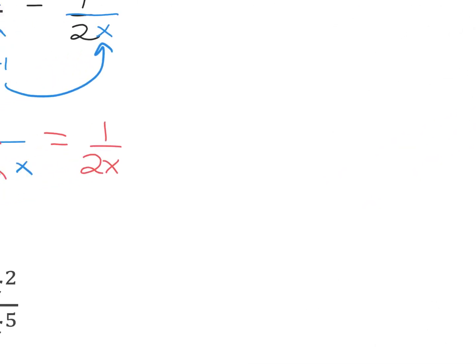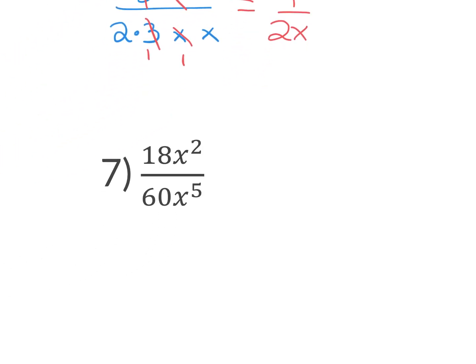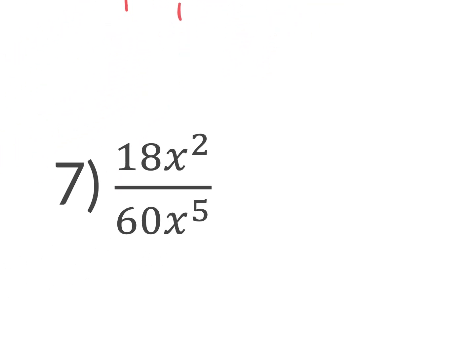No factoring here. We can just simplify. So you could choose to factor the 18 if you wish, or you could just simplify 18 over 60. I can divide them both by 6. 18 divided by 6 is 3. 60 divided by 6 is 10. And then I can choose to subtract the exponents. So x squared minus x to the 5th gives me x to the -3. It's negative, so it gets written in the denominator.